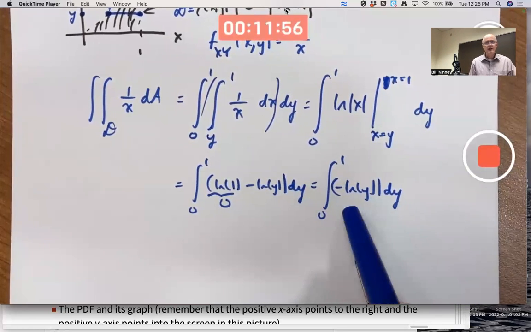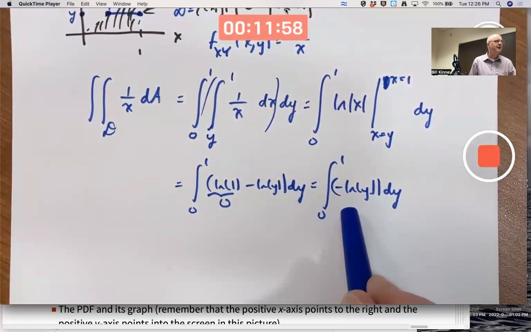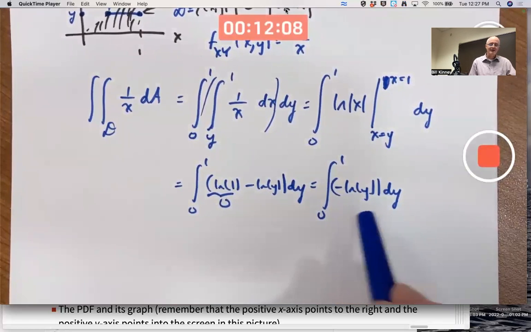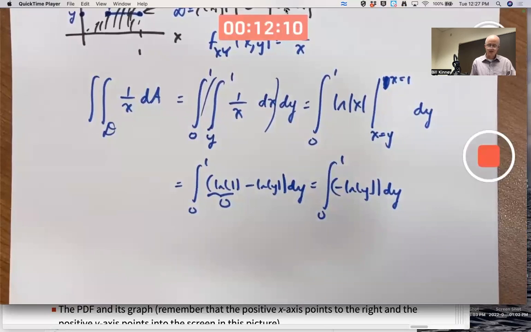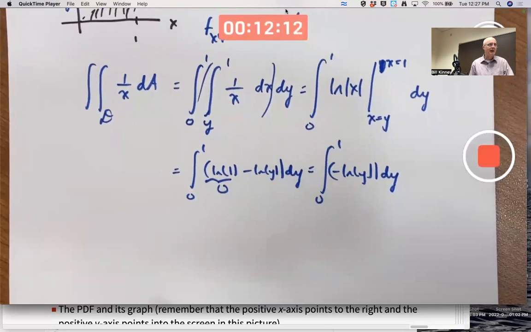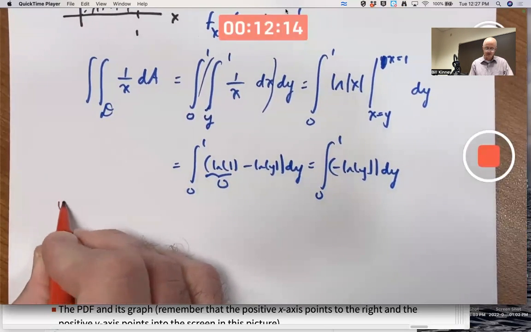It also looks tricky because how do you find the antiderivative of natural log of y? The derivative's easy, right? Derivative of natural log of y is 1 over y. But what's its integral? Anybody have an idea what technique to use here? Let's go ahead and do it by hand. Here's a little hint.